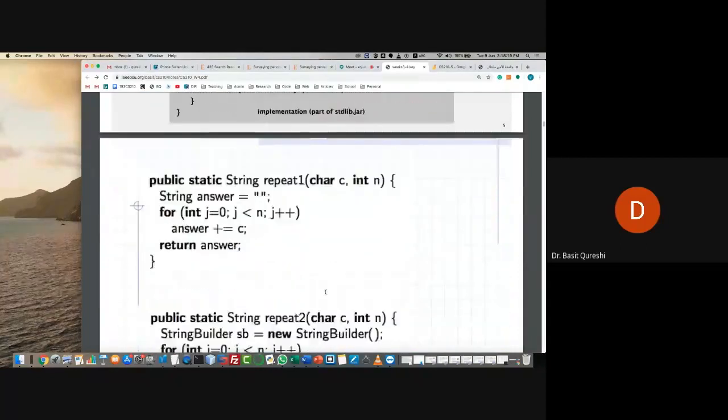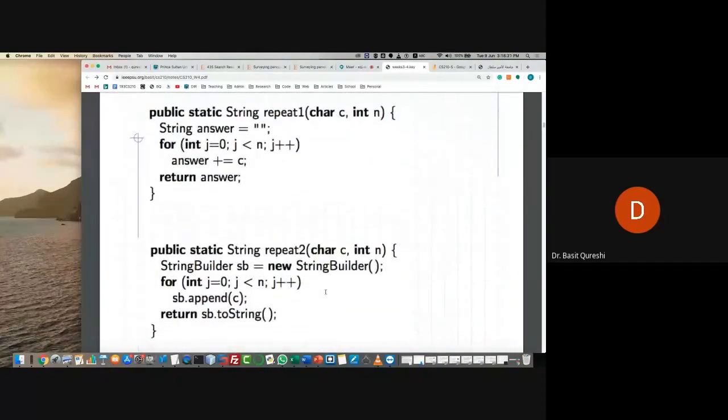Okay, moving on. Let's look at these two codes. They're essentially doing the same thing, but the code is different. The first method, the one on the top, is public static String repeat1. It takes 2 parameters: character c and integer n. Now, we build a dummy string called answer. There's nothing inside it in the beginning.